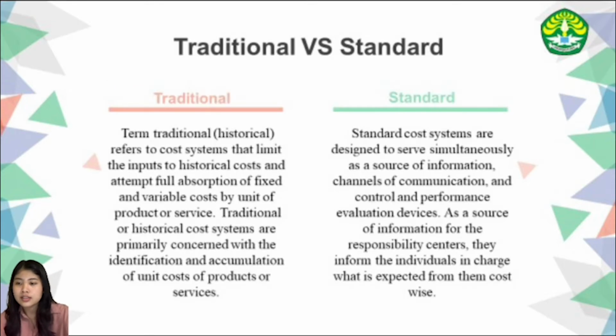Then we move to the next slide. We will talk about the traditional versus the standard. Here we have a brief explanation between the traditional and the standard. The term traditional refers to cost systems that limit the inputs to historical costs and attempt full absorption of fixed and variable costs by unit of product or service. Meanwhile, the standard cost system was designed to serve simultaneously as a source of information, channels of communication and control, and performance evaluation devices.